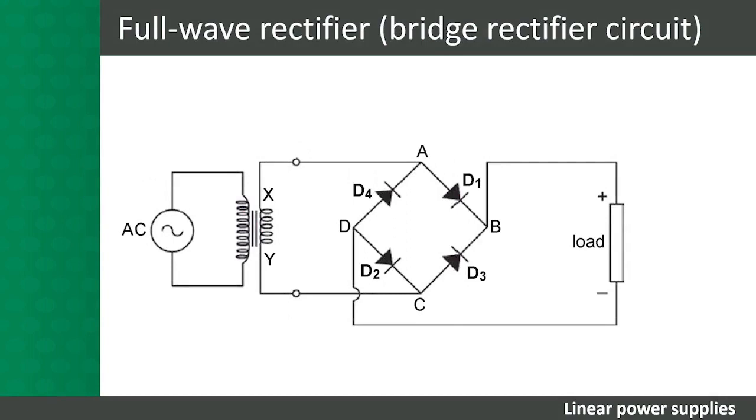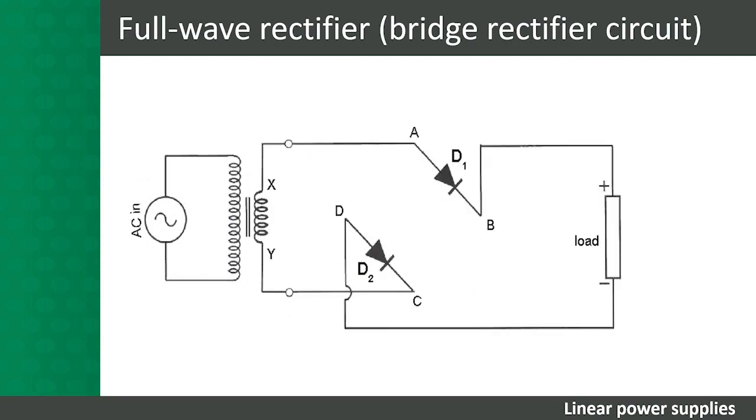There is another type of full wave rectifier that your students need to be familiar with. It is called a bridge rectifier circuit, and it uses 4 diodes and a transformer. During the positive half cycle of the input wave, diode D1 and D2 will be forward biased, and D3 and D4 will be reverse biased.